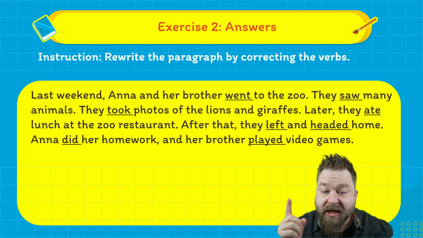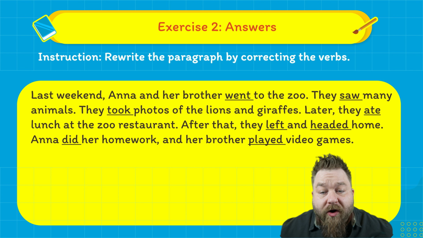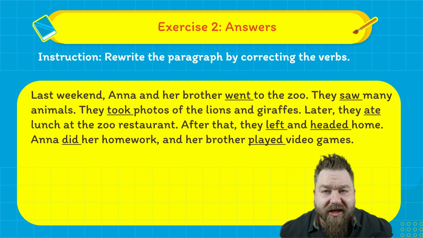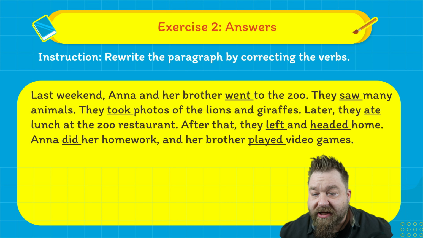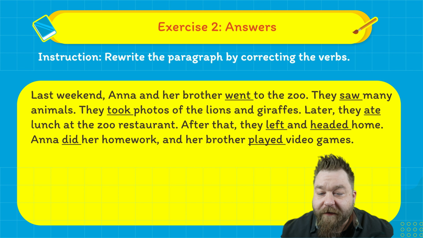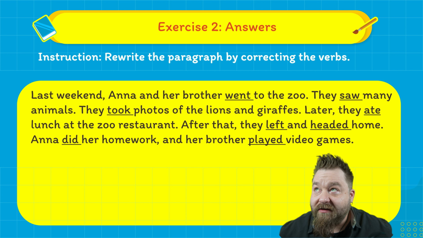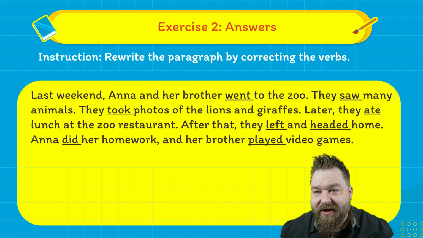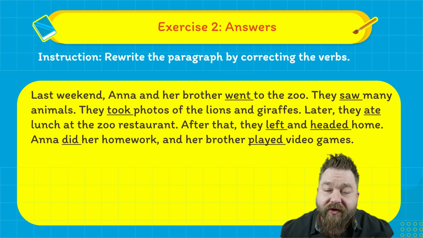I'm sure you did. Last weekend, Anna and her brother went, irregular, to the zoo. They saw, irregular, many animals. They took, irregular, photos of the lions and giraffes. Later, they ate, irregular, lunch at the zoo restaurant. After that, they left, that's irregular, and headed, normal, home. Anna did, irregular, her homework, and her brother played, that's a normal one, video games.